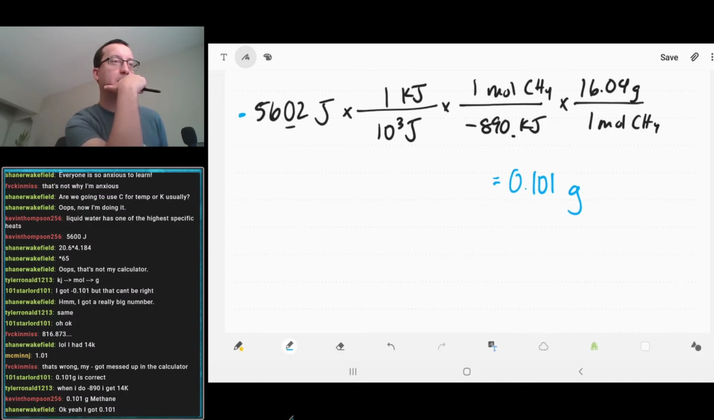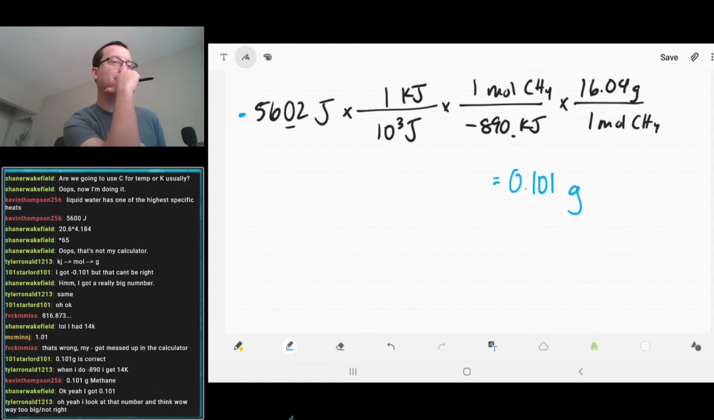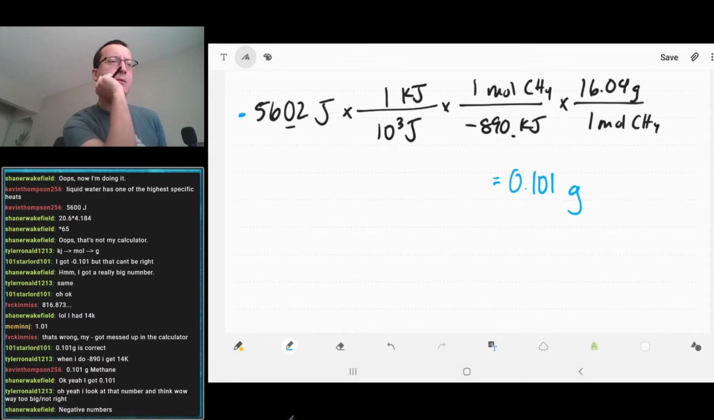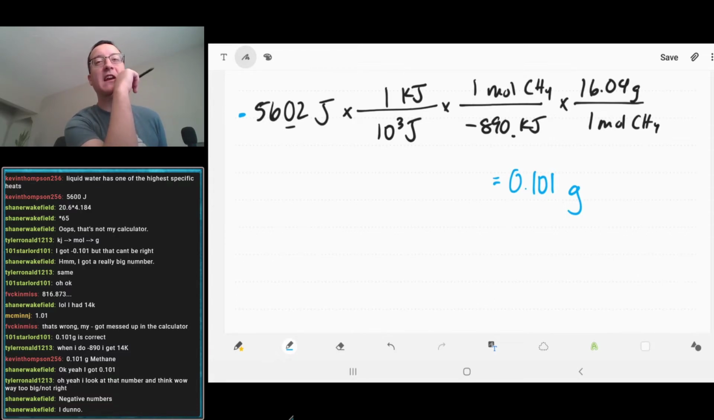Okay, awesome. So Shane, you apparently had 14K also. So what was the problem there? Did you put something in the numerator instead of denominator or something, or what's going on? Yeah. So why should the negative matter? The negative just changes the sign. The problem is on your calculator, it might see it as a minus instead of a negative. So it might be subtracting instead of dividing.